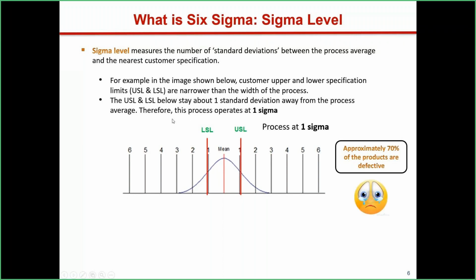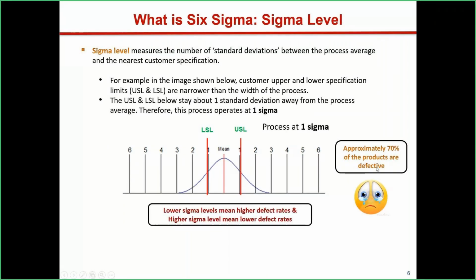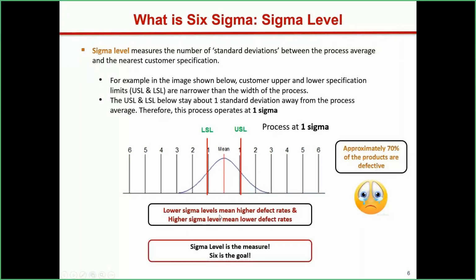Therefore, the process is operated at 1 sigma. That means approximately 70% of the products are defective. Lower Sigma levels mean higher defect rates, and higher Sigma levels mean lower defect rates. So when I say Six Sigma, Sigma level is the measure, 6 is the goal that we have to achieve. In real life, very few companies achieve Six Sigma because it definitely requires a lot of investment in training, grooming, and making changes in the system to actually achieve a Six Sigma level.